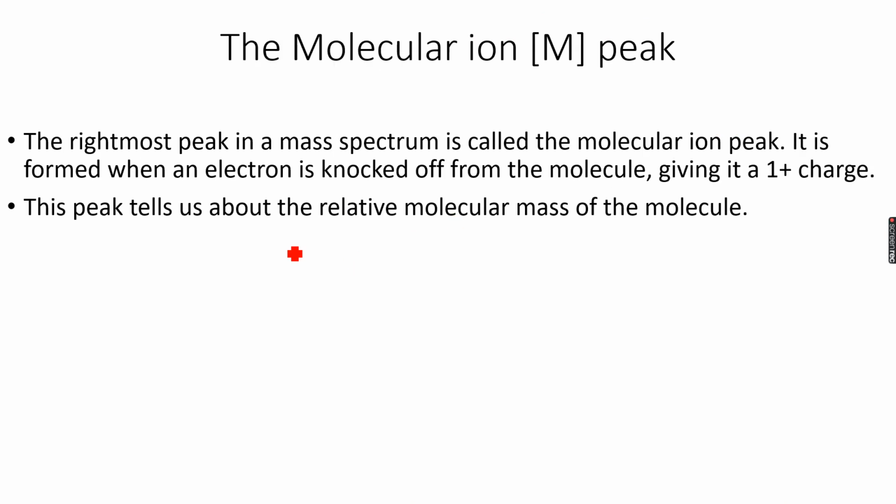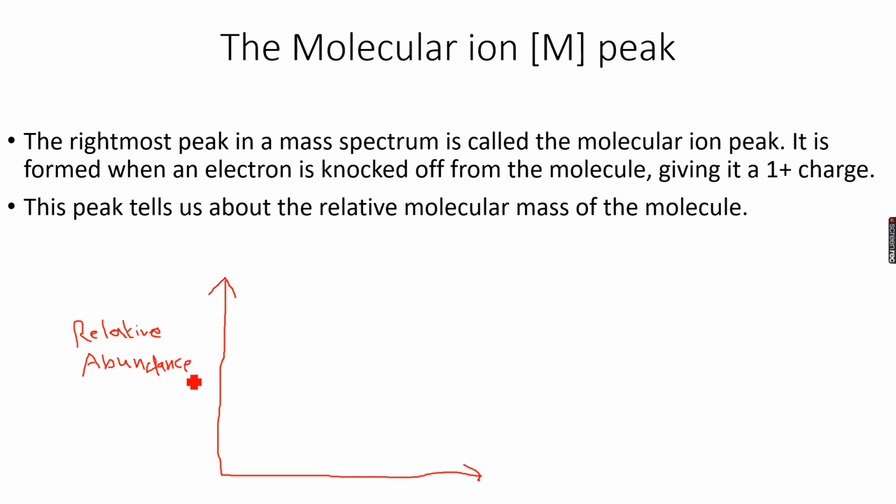The molecular ion peak. So let me again make a typical mass spectrum. This is my relative abundance, in percentage.